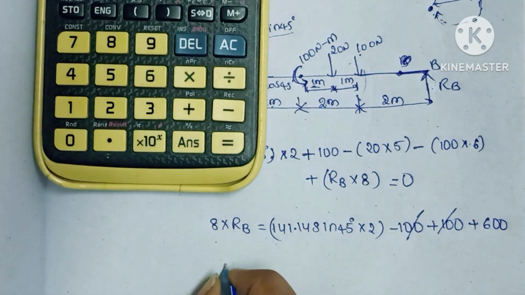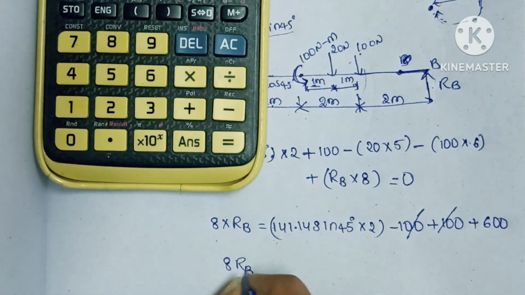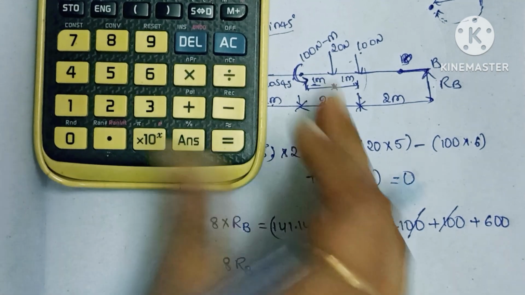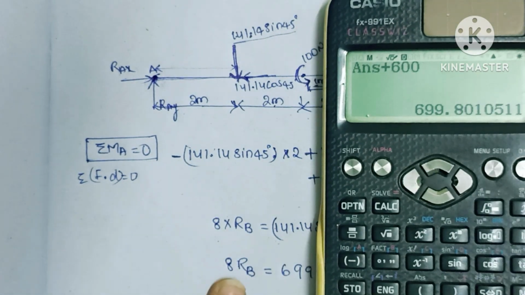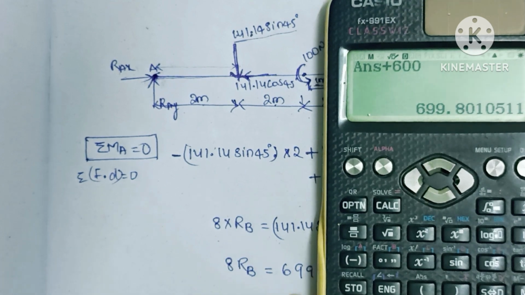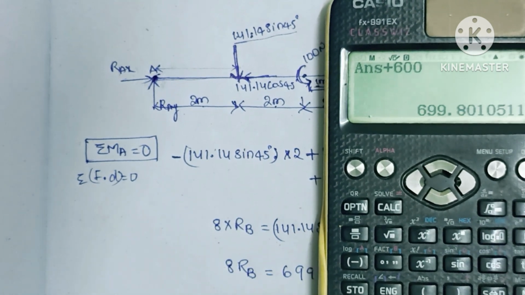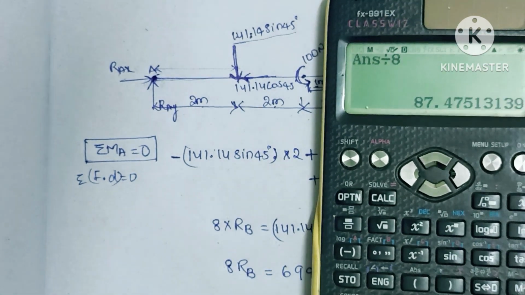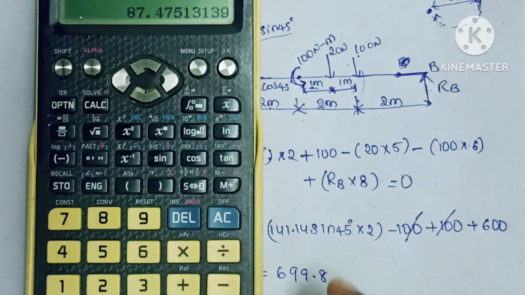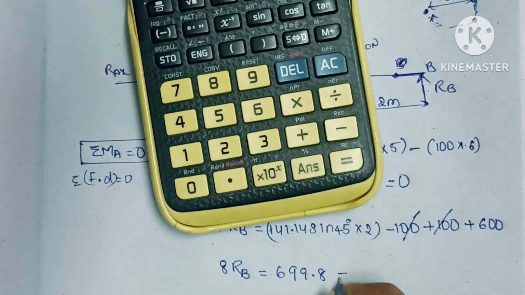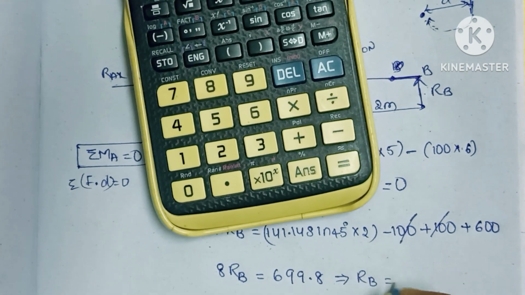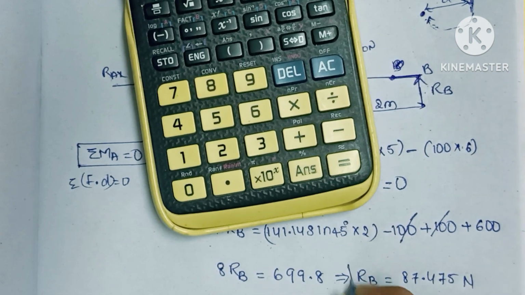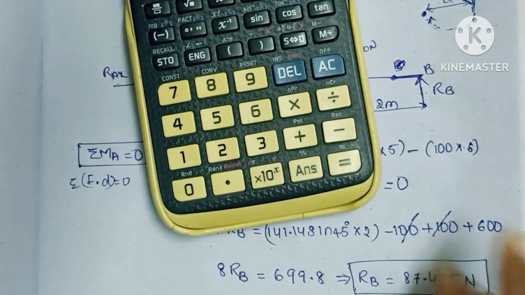Okay, so 8 into RB is equal to 699.8. If we want RB, we need to divide by 8. So dividing the answer by 8, we will get 87.475. So RB equals 87.475 newtons.